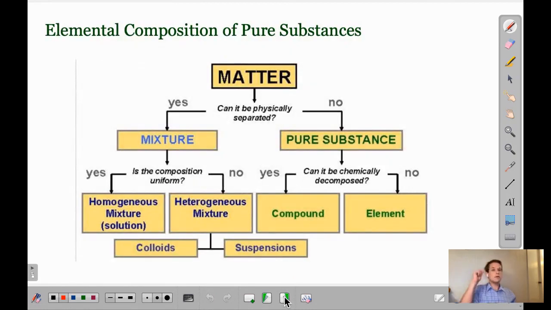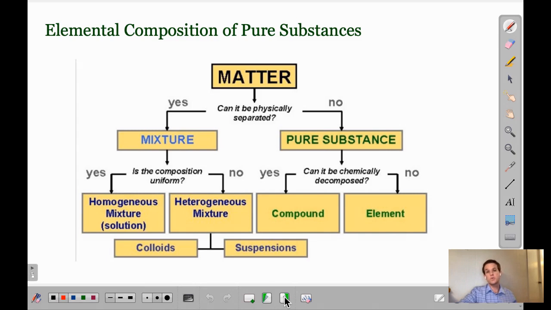Okay, next up is elemental composition of pure substances. So before we can get into what a calculation of this looks like, what even is a pure substance versus a mixture? We can divide matter into these separate categories of pure substance and mixture, and even those we can break into smaller categories. But basically what it comes down to, which is which, is can it be physically separated?